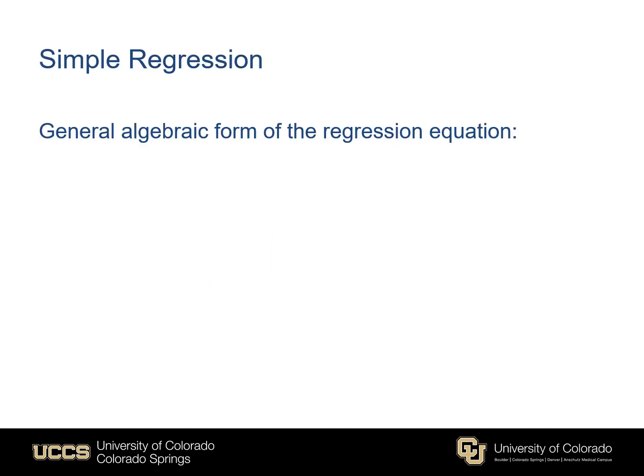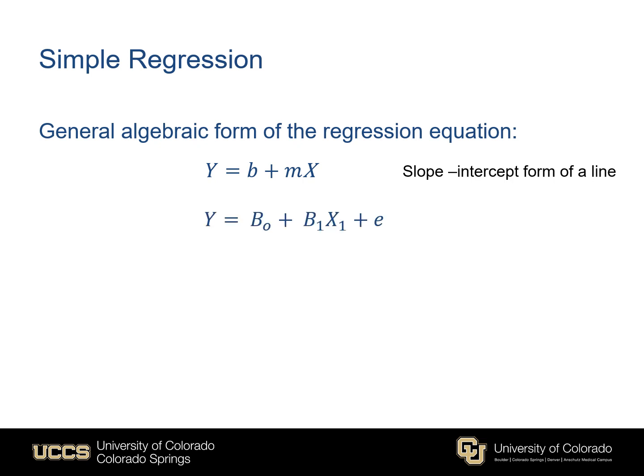Let's talk a little bit about the general algebraic form of the regression line, like the one we saw in the previous slide. You may recall from high school algebra, y equals b plus mx, where that is the equation of a line where b is the y-intercept, the place where the line crosses the y-axis, and m is the slope of the line. In high school algebra, we refer to this as the slope-intercept form of a line.